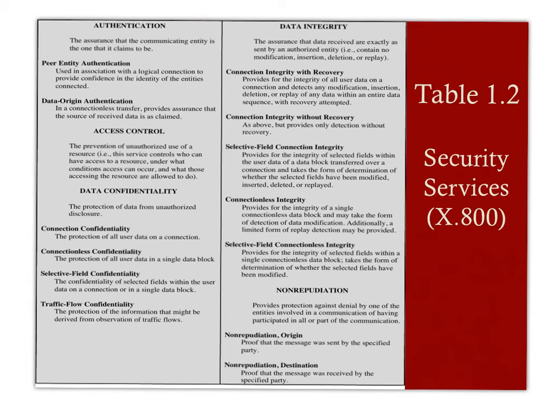Sometimes recovery can be done by informing the sender that this data was modified, please send it again. That's the easiest way, but it will delay the communication. Then there is connection integrity without recovery. You just detect that the data was modified, but you don't do anything about recovery. You don't inform the sender or anything. If the data is not integral, you just don't accept it, and that's it.